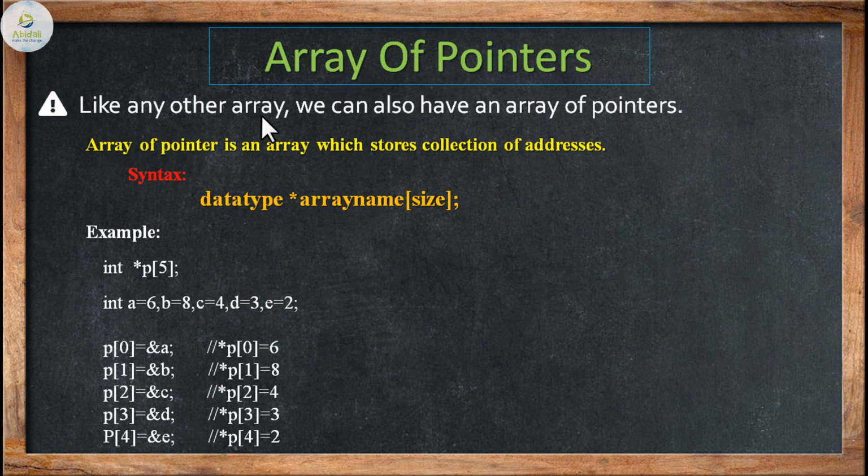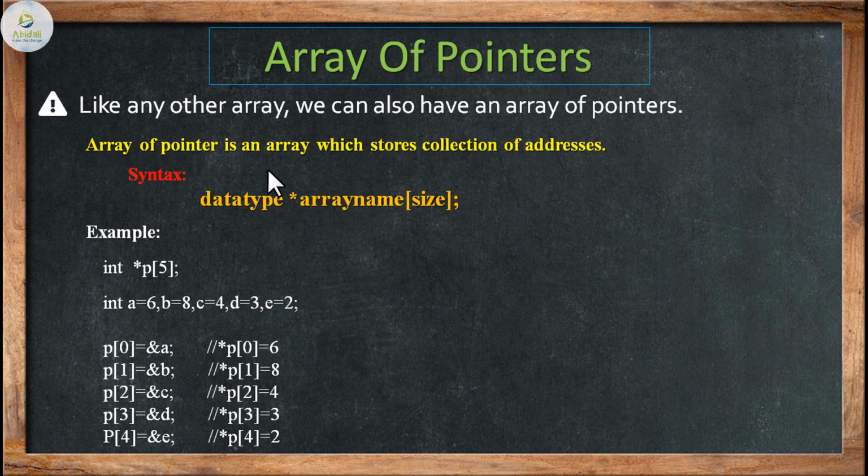So unlike other arrays, we can also have an array of pointers. So what do you mean by array of pointers? Basically, the definition is that an array of pointers is an array which stores a collection of addresses. In a normal array, what will we store? We will store the values, whereas an array of pointers will store a collection of addresses.